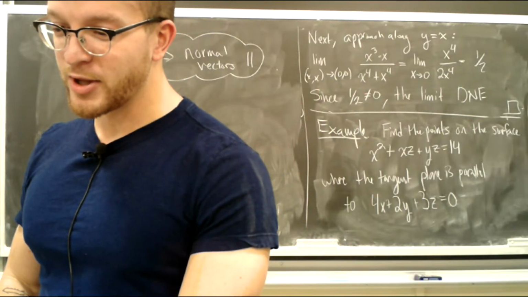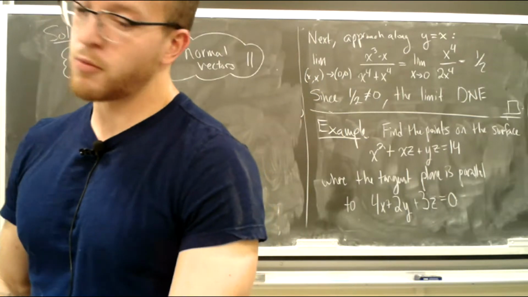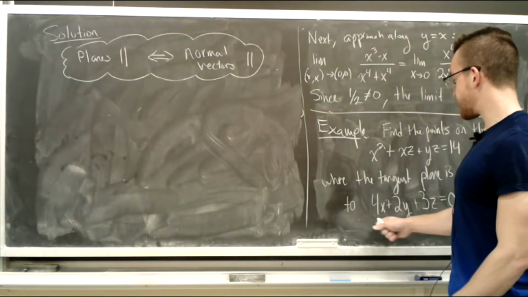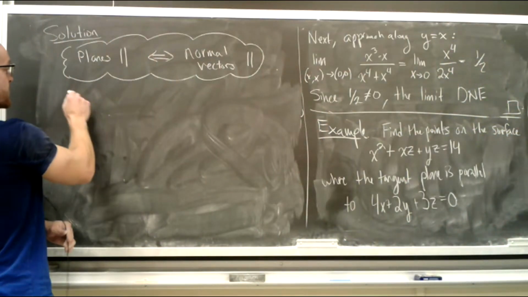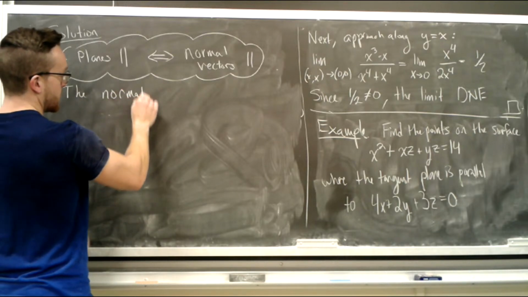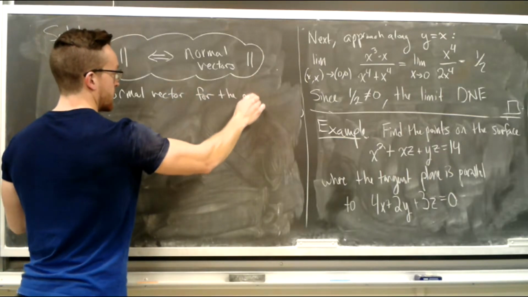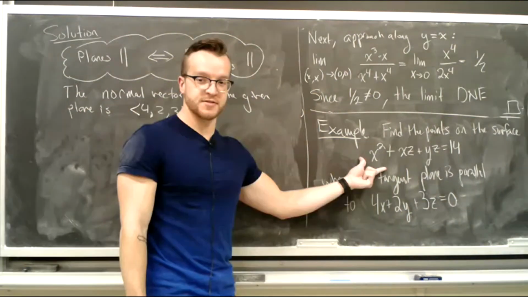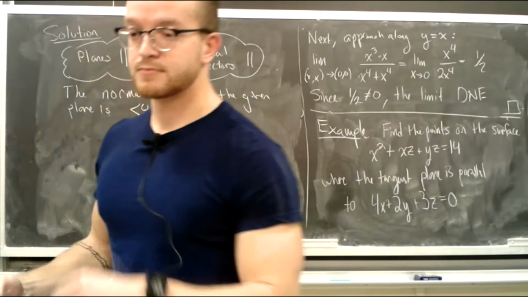For the plane, what I would do is just write down that the normal vector here is 4, 2, 3. And I don't think you have to give any other justification beyond that. So the normal vector for this plane is what we want the normal vector of the tangent plane of this surface to match.